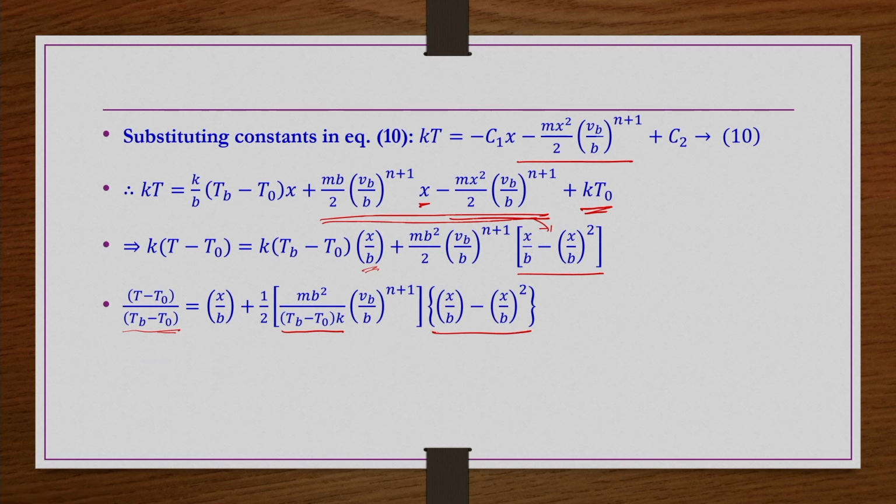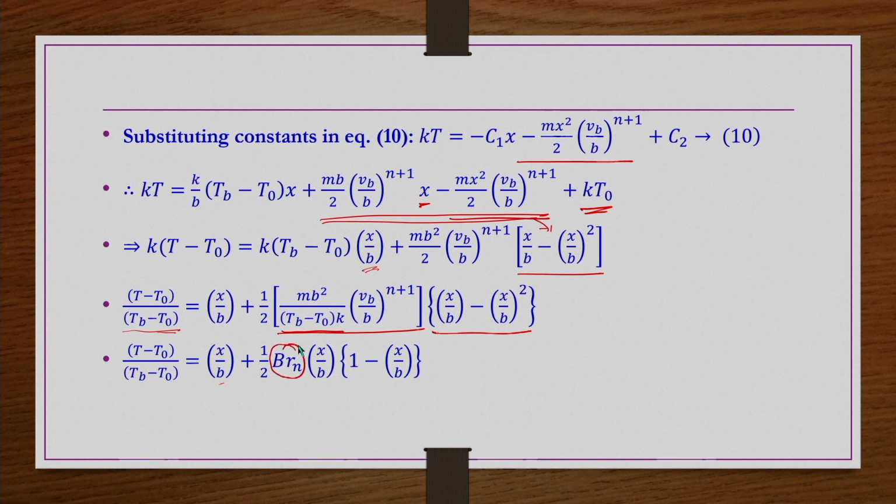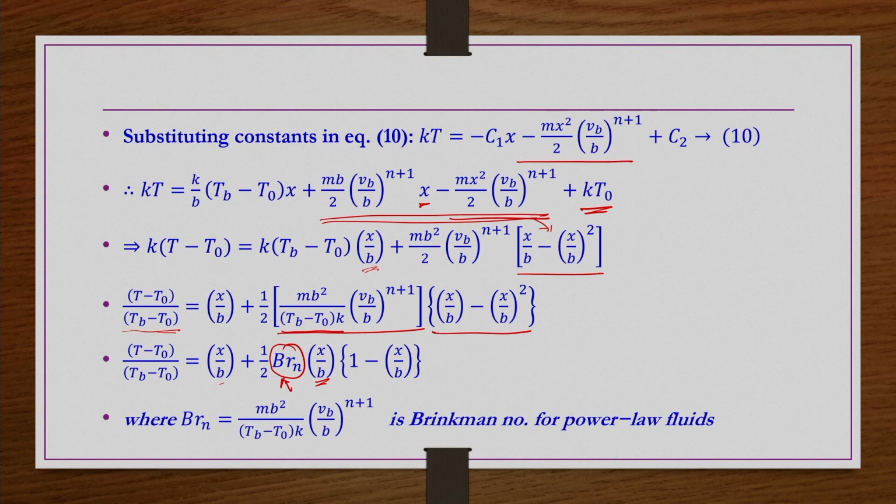So now this equation we can write as T minus T naught by T b minus T naught is equals to x by b plus 1 by 2, whatever the term that is there within the parenthesis, this we are calling B r n, and then from these two terms we are taking x by b common. So multiplied by 1 minus x by b we are having. So now here this B r n is nothing but the Brinkman number for the case of power law fluids.